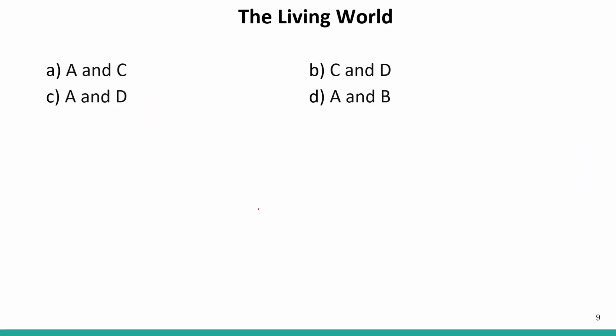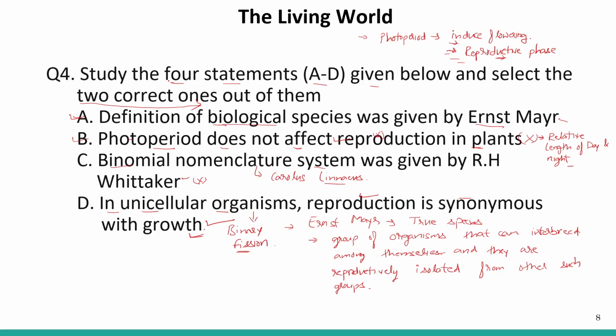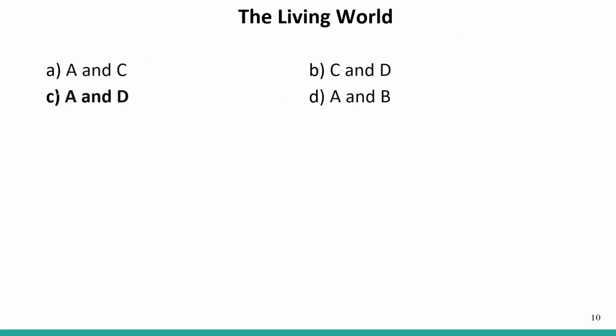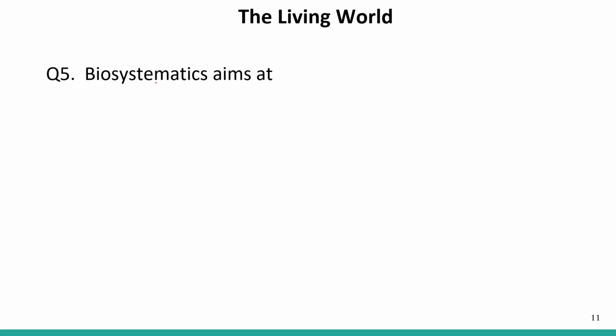So what should be the answer? These are the options: A and C, C and D, A and D, and A and B. Again, we'll look at the options. So we have A and D are correct. So the answer should be option C, A and D. Alright, now let's move to the next question.